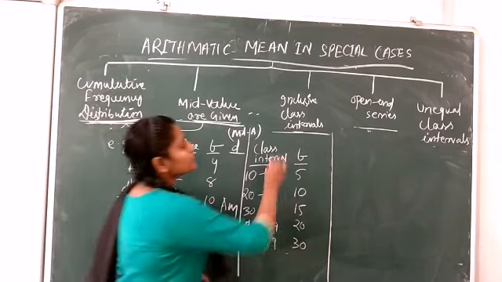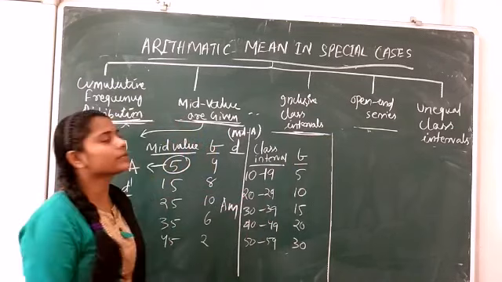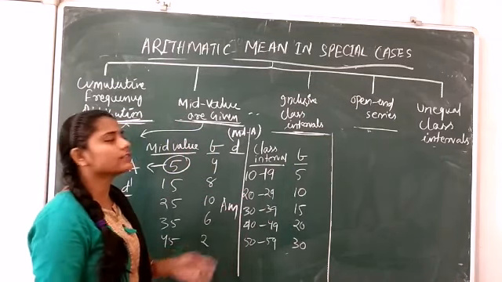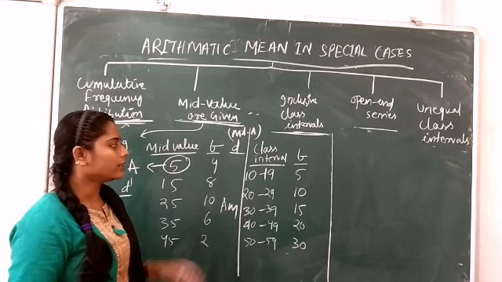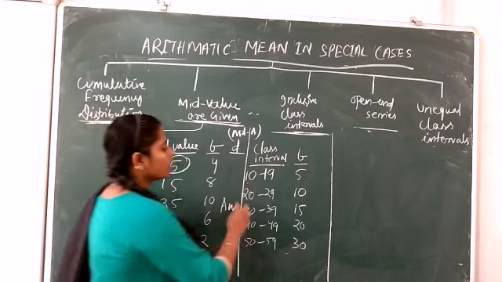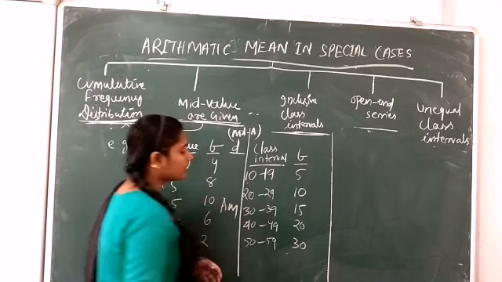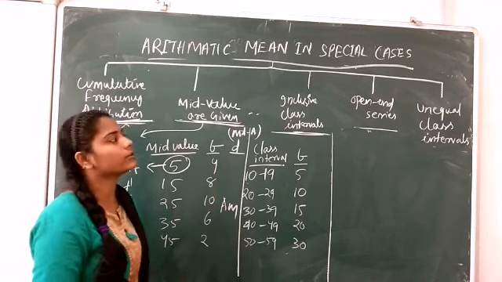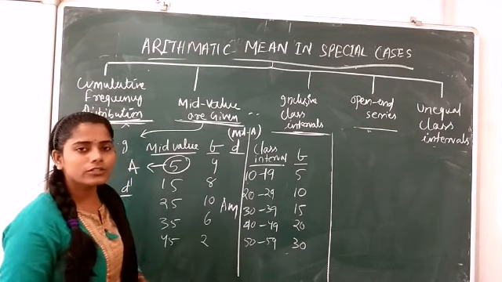The next special case is inclusive class interval. In inclusive class interval, the class intervals are not continuous. That means it is like 10 to 19, 20 to 29, 30 to 39, 40 to 49 and 50 to 59. So this is an example related to inclusive class interval.